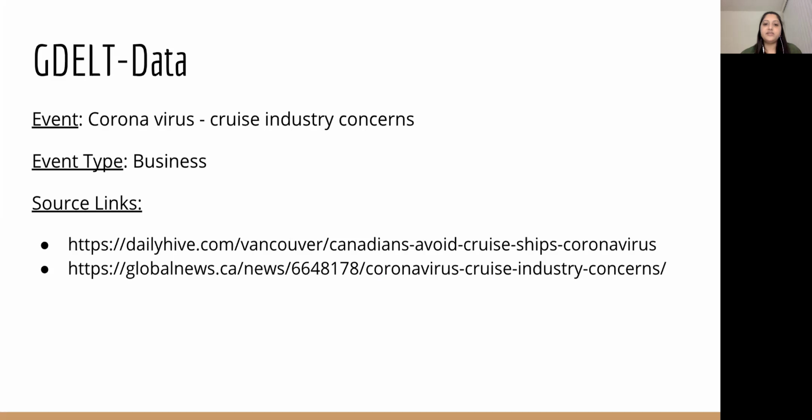This is a sample to explain what GDELT data looks like. This is from March 3rd, 2020, when the COVID outbreak had just started. The first link is about health officials warning about canceling vacations. The second link has information about the cruise industry being unhappy with these warnings. Both the links are related to the same event, which is the warnings by health officials to cancel vacations. And this is how we can get all news links related to a certain event from GDELT.